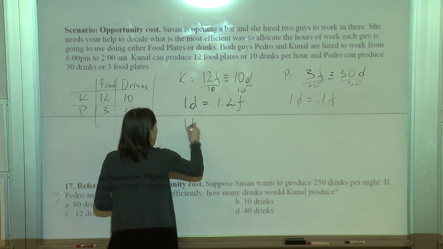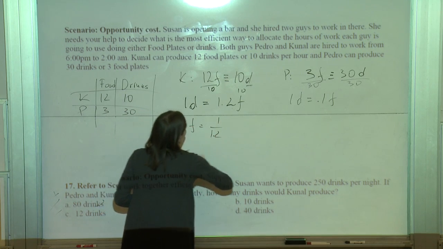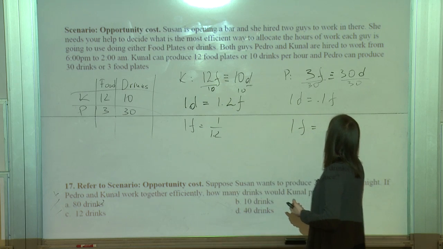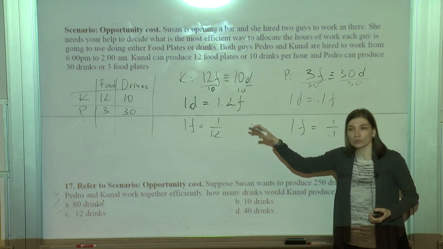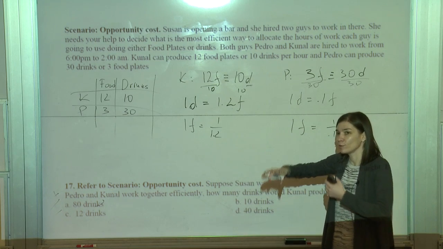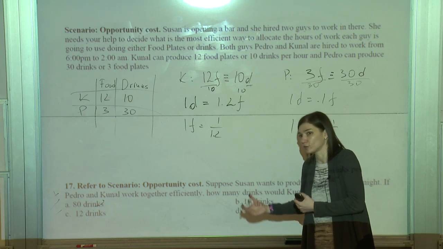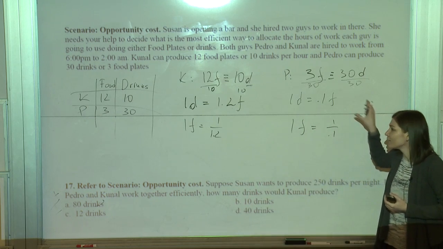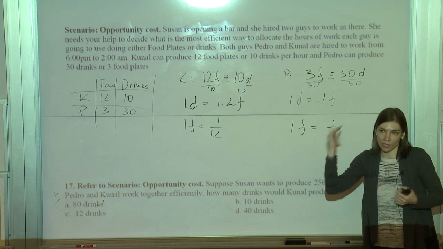So one food plate is going to be equal to 1 over 1.2. And for this guy, one food plate is going to be equal to 1 over 0.1, right? So the opportunity cost of food is the reciprocal, and when a number is smaller, its reciprocal is always going to be larger. So it's always going to be the case. Once you find whoever should be doing one of the goods, then the other guy should be doing the other good for sure.